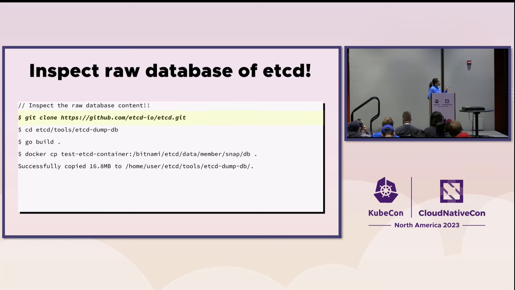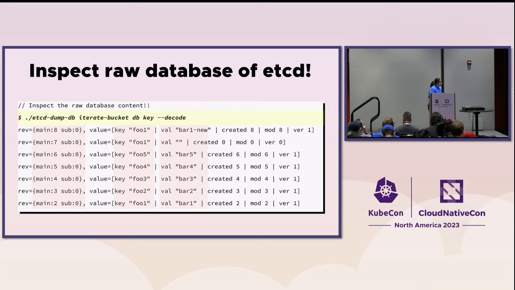And I'll use a tool that comes from the etcd repo itself to check the raw state of our database, the key value registry. So what I'm doing here is cloning the etcd repo and going inside the tools folder. There is a handy tool called etcd-dump-db. I'm building that, and I'm also grabbing the database out of the container I created. With this new tool, I'm trying to decode it and get a cleaner, readable version of whatever database we retrieved from our container. So this is what I'm getting out of our container at this point.